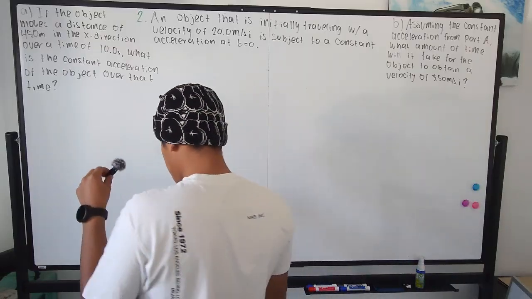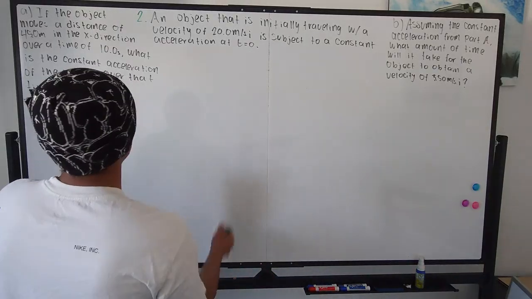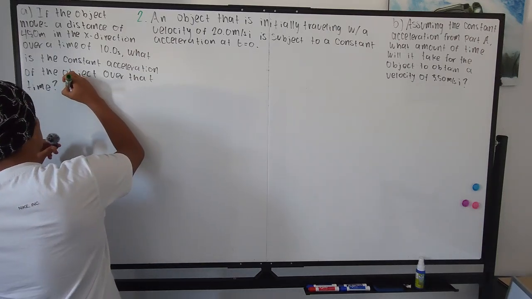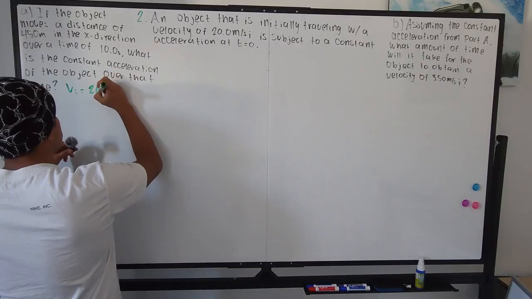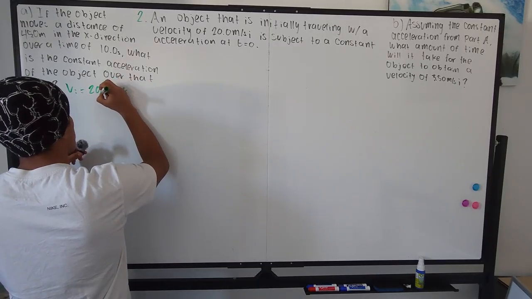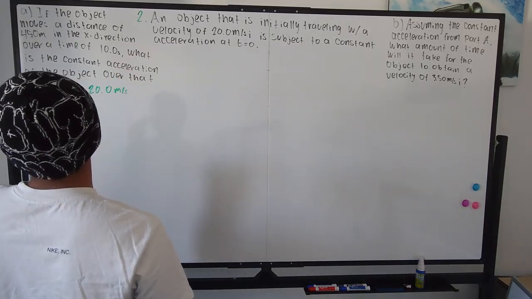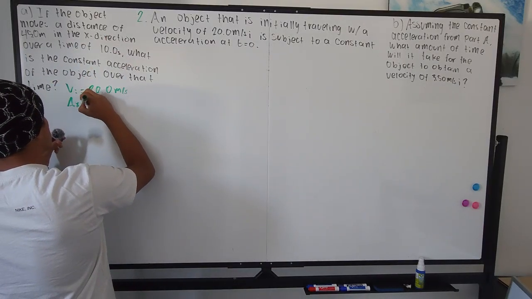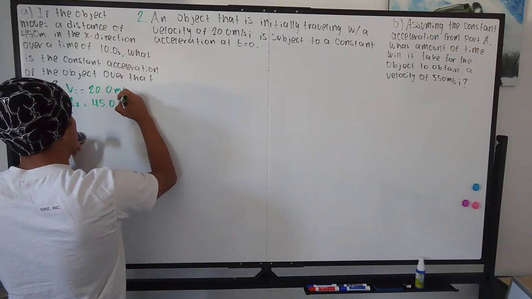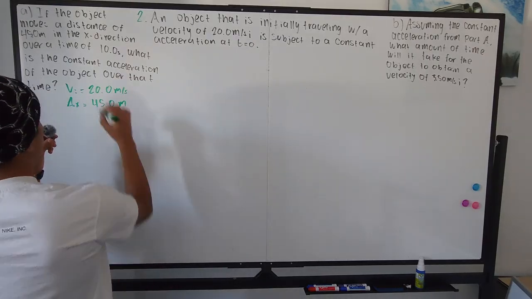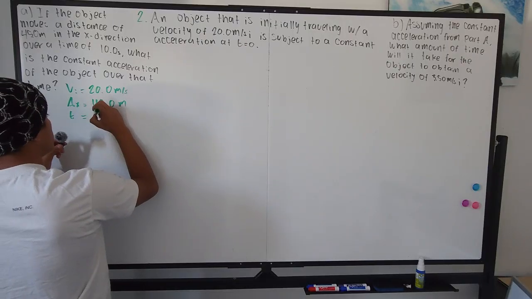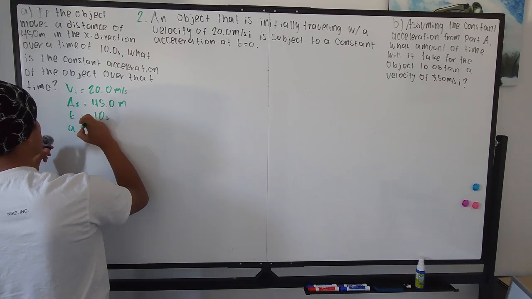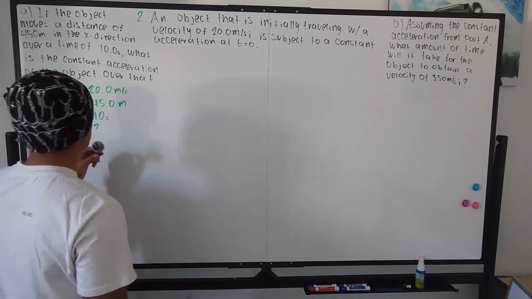Before we start this problem, let's write down everything that we know. We know that it's initially traveling with a velocity of 20 meters per second, so velocity initial is equal to 20 meters per second. It moves a distance of 45 meters, so delta x is equal to 45 meters, over a time of 10 seconds. So our time is equal to 10 seconds. And it's asking, what is the constant acceleration? So it's asking about the acceleration.